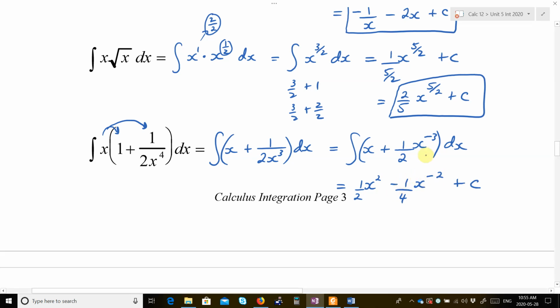Right, where did I get the negative 1/4 from? Because I had to take this 1/2 and divide by negative 2, okay, which makes it negative 1/4. Okay, and so we could leave it like that.